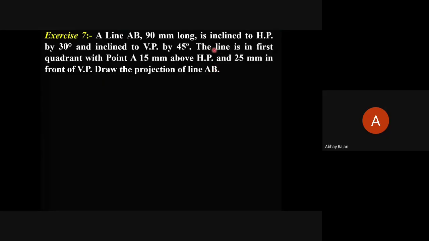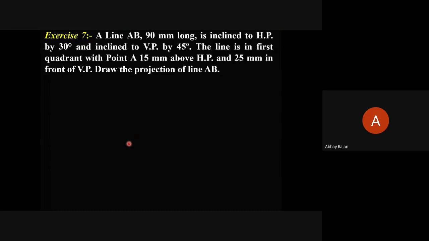In this case, it is clearly mentioned that the line is in first quadrant, and point A is also given. Point A is 15 mm above HP as well as 25 mm in front of VP, so you can clearly locate point A. Then draw the projections of line AB. We know this is the true length, but our actual top view and front view will be somewhat reduced lengths. In previous cases, if you could remember, whenever we have mentioned lines parallel to, sorry, not parallel.